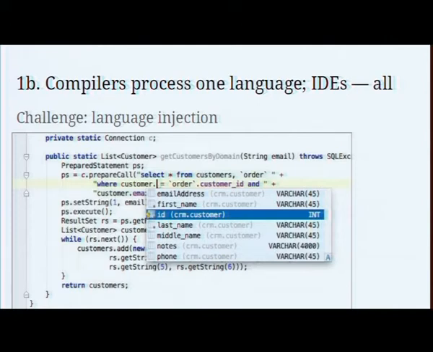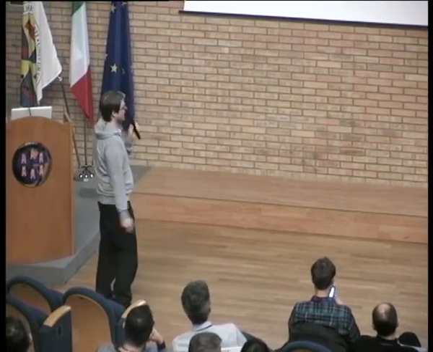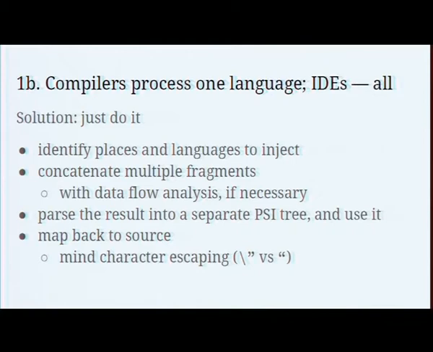And how do we do it? Well, we just write a lot of code to do it. We identify the places and the languages we have to inject, and note that it can be not just one string literal, it can be a concatenation of string literals, and it can also include variable references, and then we should understand what the values of these variables are, do some data flow analysis.